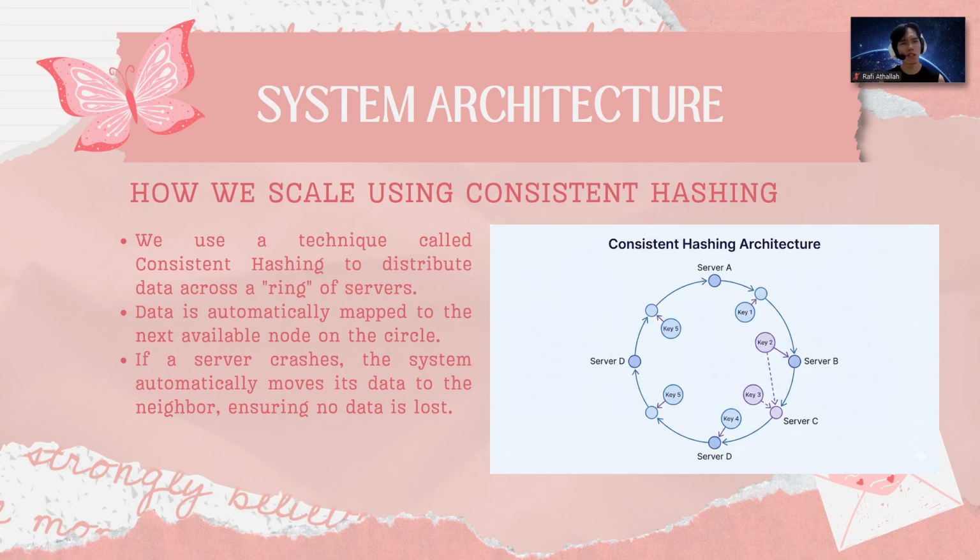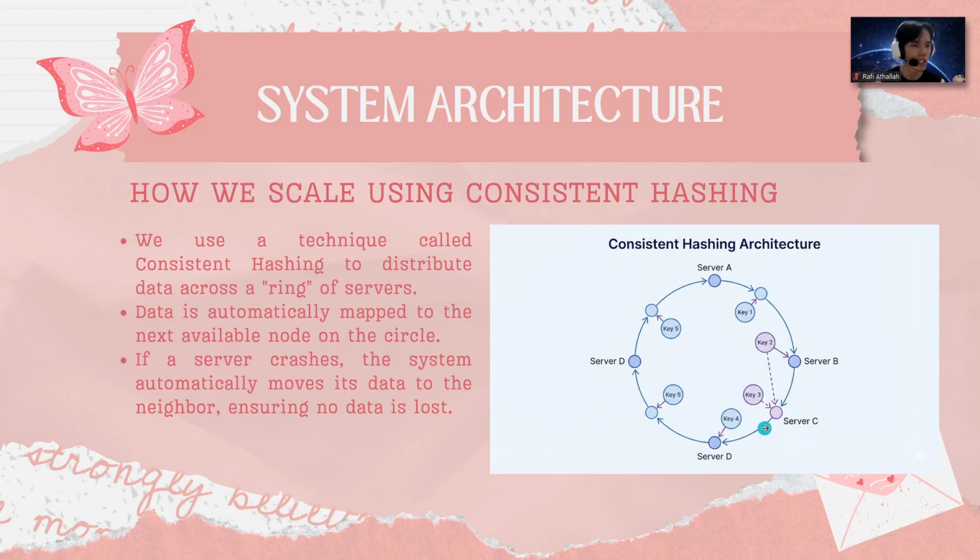Now, let's look at the image beside us here. Consistent hashing architecture. We have server A, server B, server C, server D. Now, let's say server A stores key 1 and server B stores key 2. Now, what will happen if server B crashes? That's why you have a dotted line here aimed directly at server C.